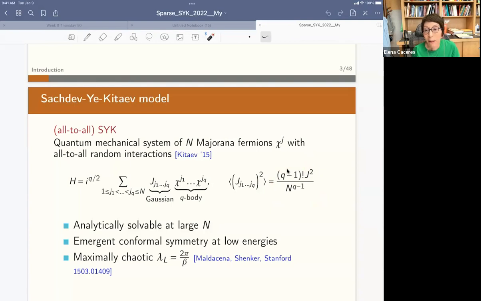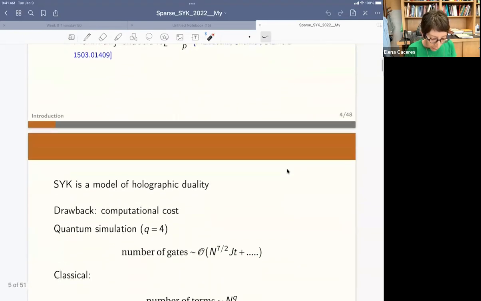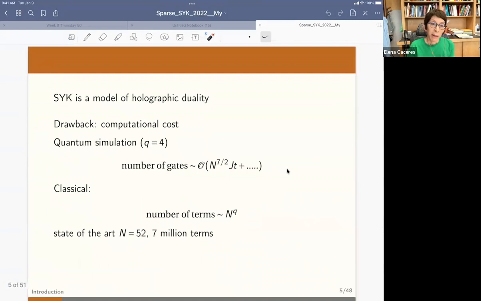So we know that this is analytically solvable at infinite n, and we can make the connection to JT gravity and all that. We can see that there's an emergent conformal symmetry. It's maximally chaotic. All these things have been studied very thoroughly in the last years. But the great thing about SYK is that it's a model of holography. We can see that it's amazingly a quantum model that has black hole physics. But it is very computationally expensive, in the sense that if we want to study numerically things with very large n, it's very difficult.